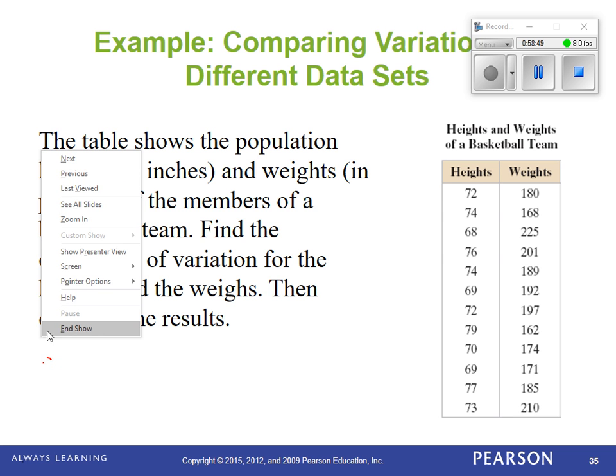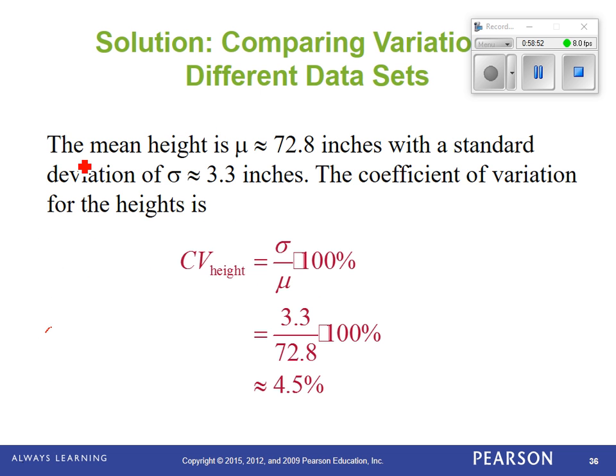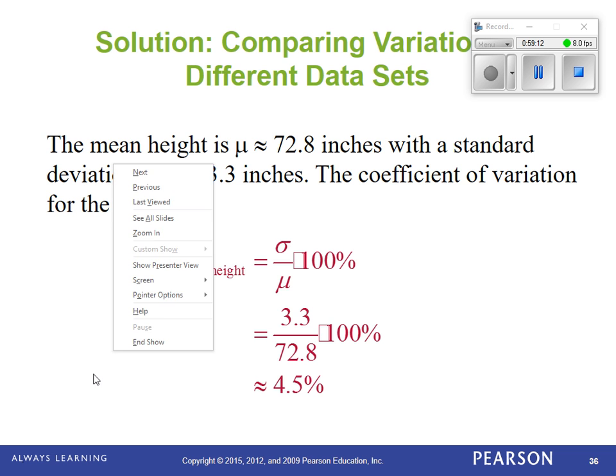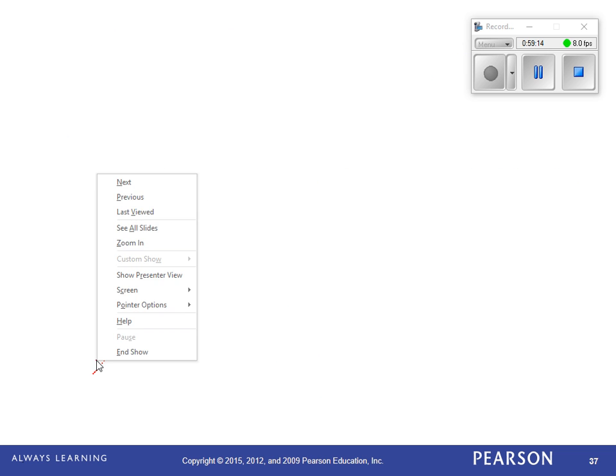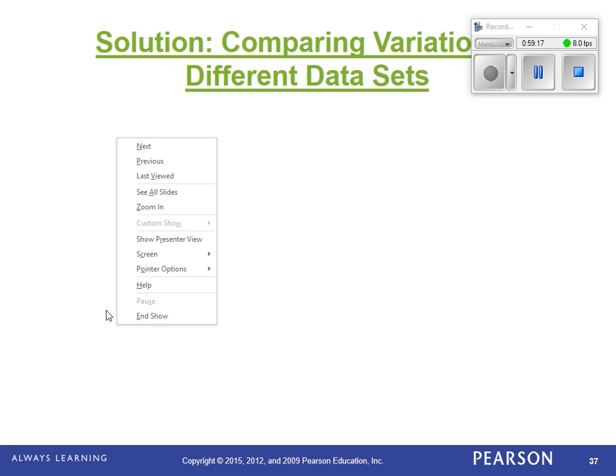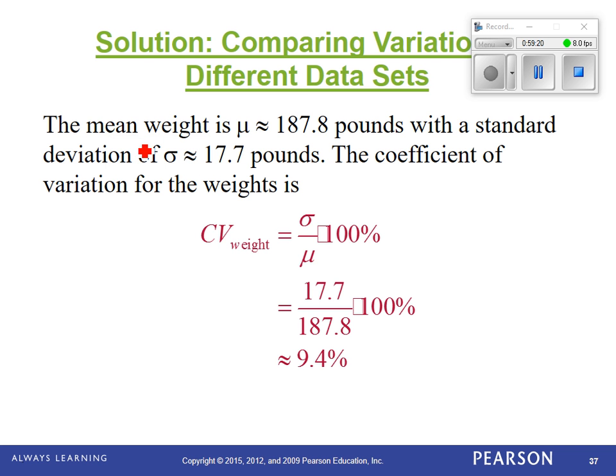Find the coefficient of variation. We take our sigma, which they told us was 3.3. We take our mu, which was 72.8. Divide that and you get 4.5%. That's for the heights. Then we do the same thing for the weights, about 9.4%.